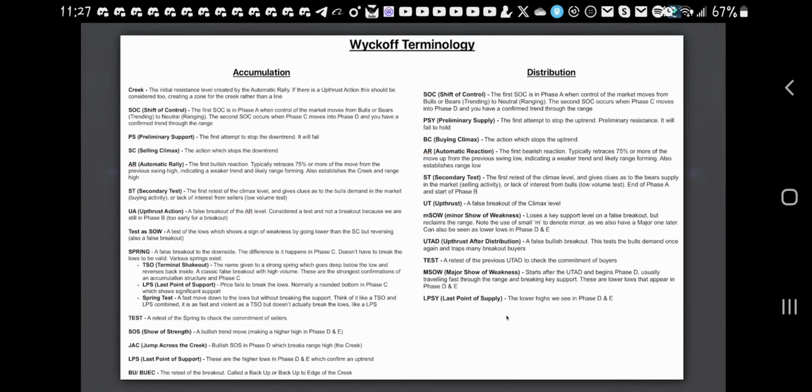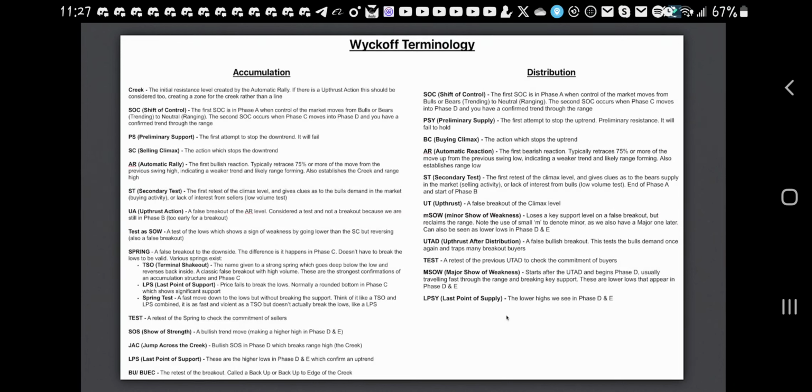Then we have in accumulation what's known as a spring. Generally, this is a false breakout to the downside, but the difference is it happens in phase C. Now, it also doesn't have to break the lows to be valid. And so we can have different types of spring. You can have a TSO, which is a terminal shakeout. This is the one you will all recognize. This is where price comes down to the low, has a really violent move down below it, lots of volume comes in, but price reverses and goes back inside range. Typically what you'll see is a long wick on the chart.